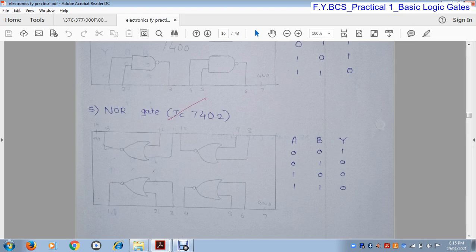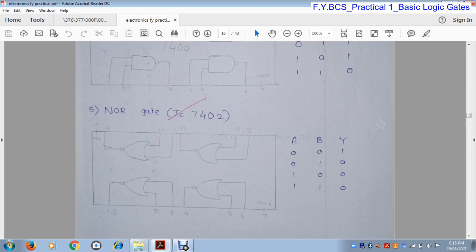These ICs also contain 14 pins. Out of these 14 pins, pin number 14 is VCC and pin number 7 is ground. That means we provide the power supply at pin number 14. This IC contains 4 gates: gate 1, gate 2, gate 3 and gate 4.